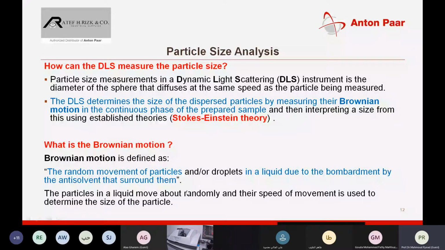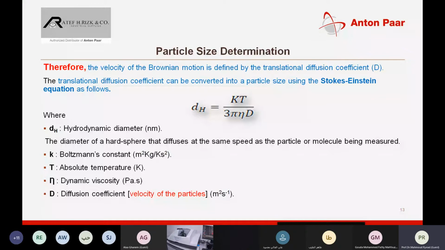Therefore, the velocity of Brownian motion is defined by the translational diffusion coefficient. The diffusion coefficient can be converted into particle size using the Stokes-Einstein equation as follows: dH, the hydrodynamic diameter, equals kT divided by 3 pi eta D, where k is the Boltzmann constant, T the absolute temperature, eta the dynamic viscosity, and D the diffusion coefficient. It means the velocity of the particle in the continuous phase.